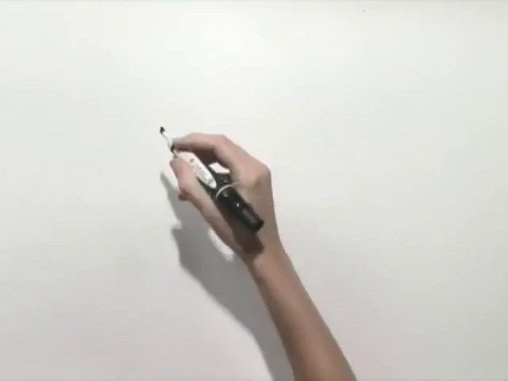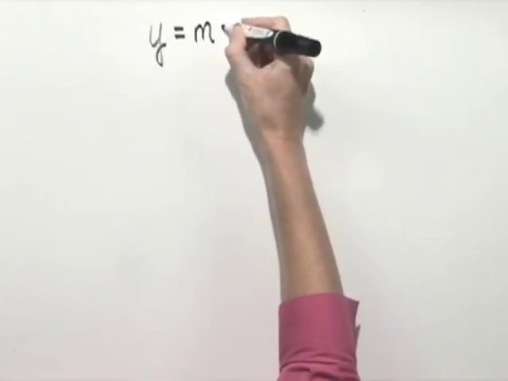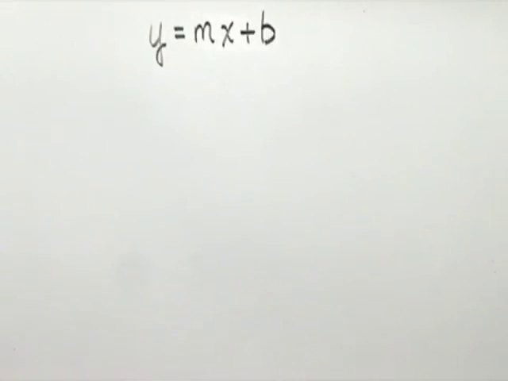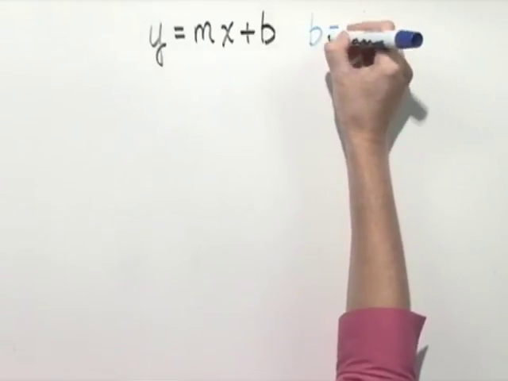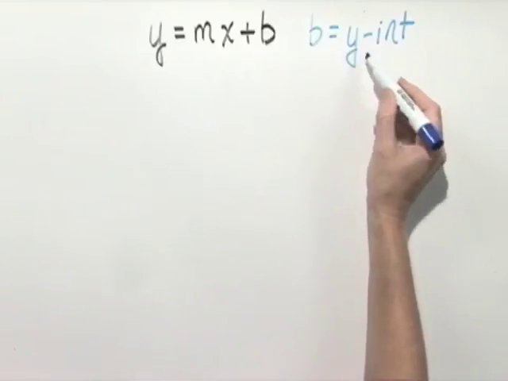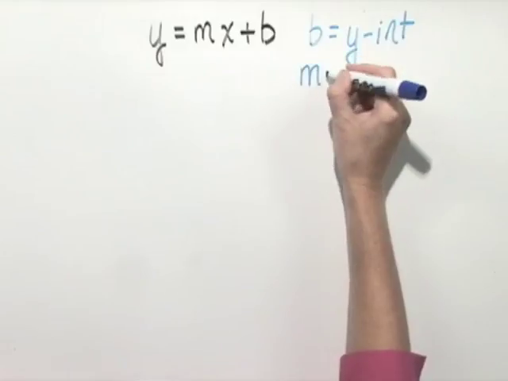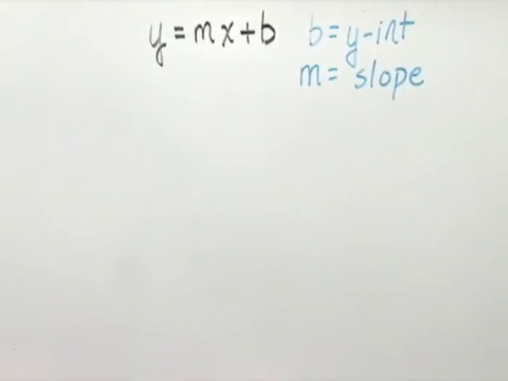So, we have a linear function in this case, and we're going to use the model y equals mx plus b, which is the slope-intercept form of a line. And b is the y-intercept, or in our case, it's going to be the y value at time t equals 0. And m is the slope, which will be represented by the decrease in the time.